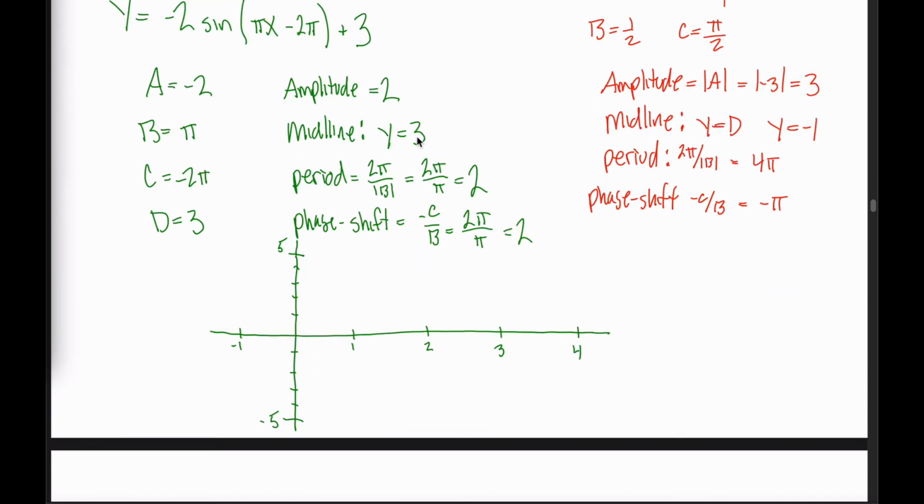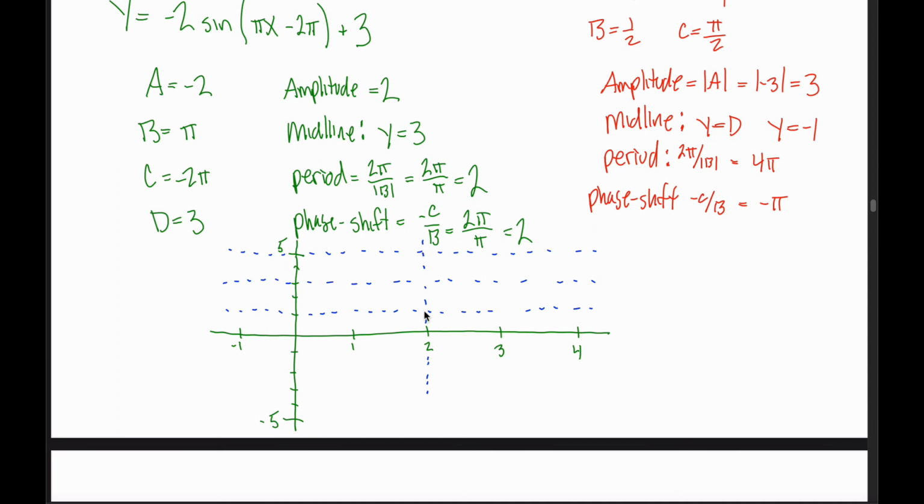I start out by locating my midline at 3. There's that dotted line. From that midline at 3, I want to go up and down by my amplitude, which is 2. So 3 plus 2 more gets me up to this 5 here. And 3 minus 2 gets me down to 1 here. I now have my guidelines in the vertical direction. What about horizontal? Where do I want to start this thing? Well, my phase shift is 2. So what that means is my starting spot in the horizontal direction would be here at 2.